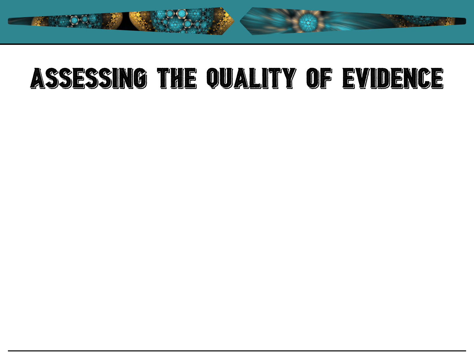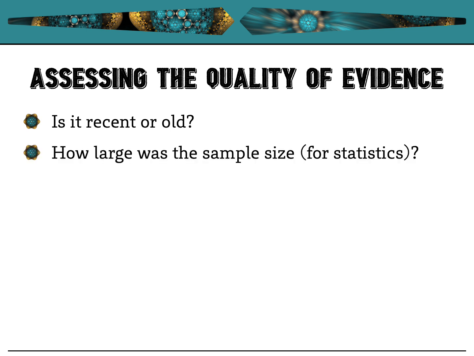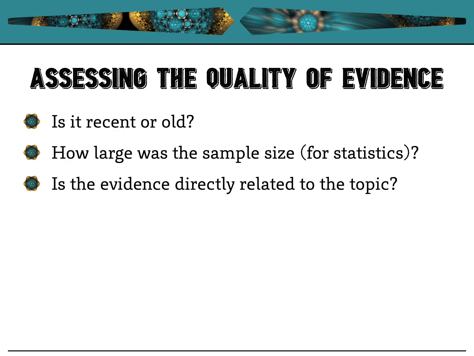When you are assessing the quality of evidence, ask yourself, is it recent or old? Because that can matter. How large was the sample size for statistics? In other words, how many people did they actually look at to get this data? Or if it's a statistic about plants, how many plants did they study? How many diseases did they look at? How many people with this disease did they look at? That's a sample size. Is the evidence directly related to the topic? I keep coming back to this. It's almost like this is an issue that you should think about.